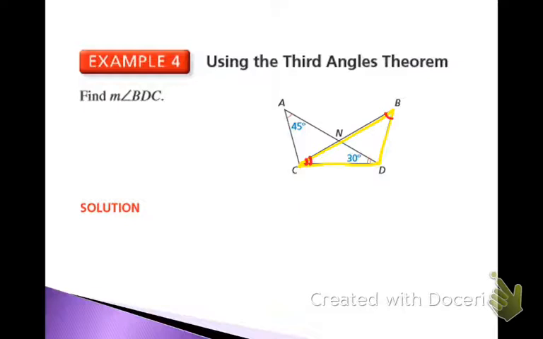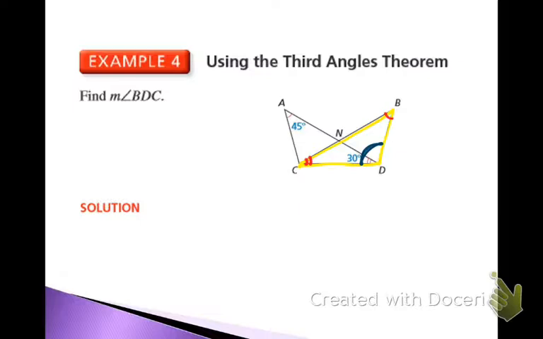All right, so here's what's happening. I need to find BDC, which is this entire angle. Do I already know this entire angle? No. I only know this tiny piece, which is 30 degrees. That's not the whole angle.